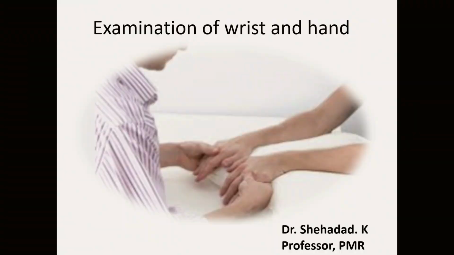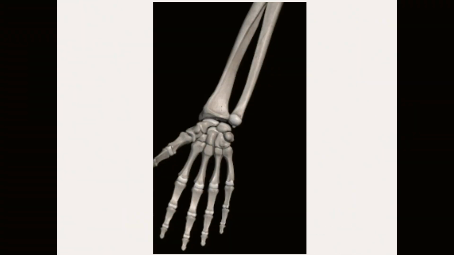So now coming to the examination of wrist and hand. It's basically a very small and very superficial area. There are not many deep structures covering this area, so whatever is there is easily palpable and can be easily tested. The only thing is that there are so many structures inside a small area.